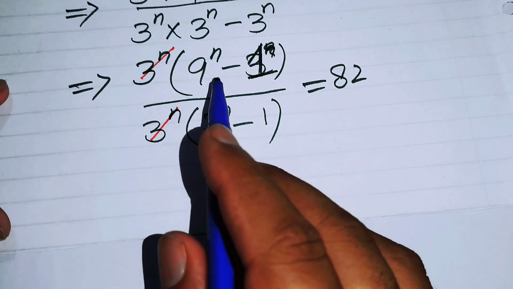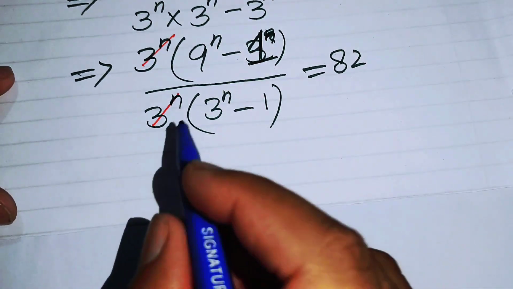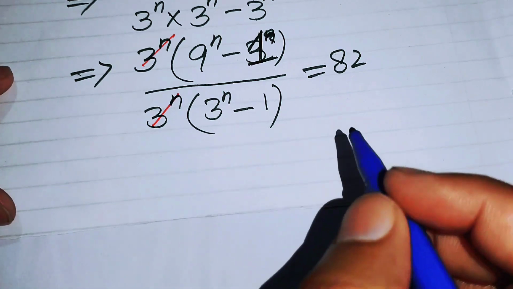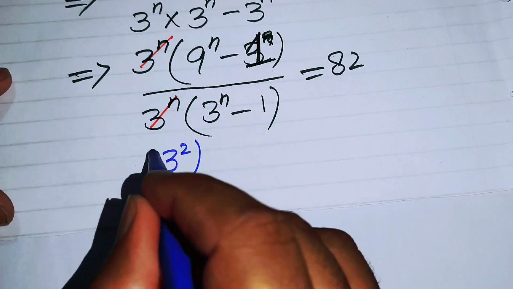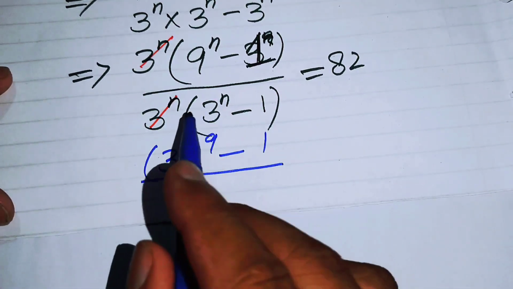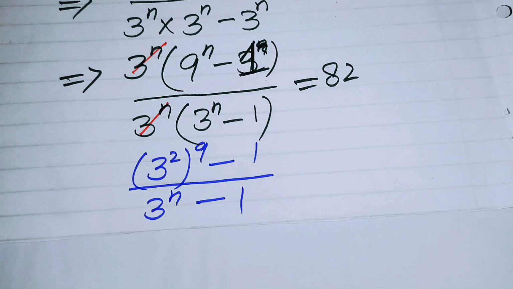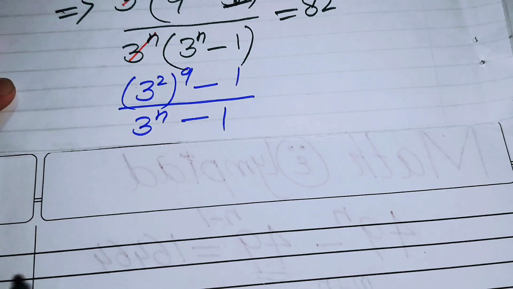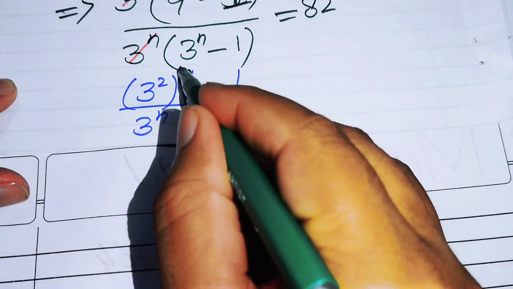9 to the power of n, and here we will write this 9 as 3 squared. We can write 3 squared and its power n minus 1, and whole over, you have 3 to the power of n minus 1. And now you can simplify the term. So here you have 3 squared to the power of n.